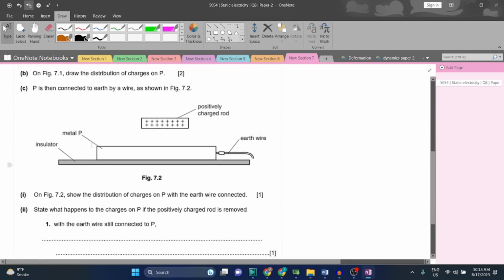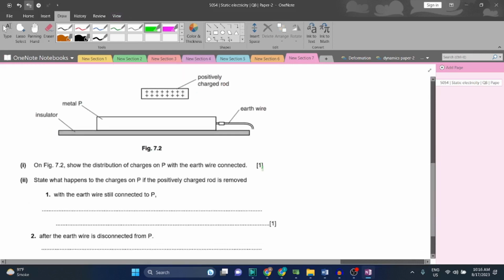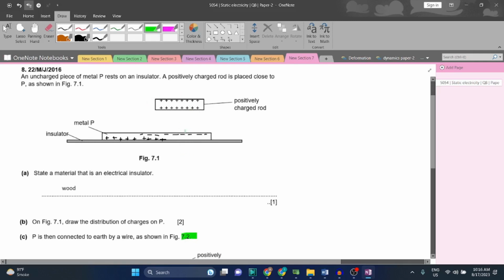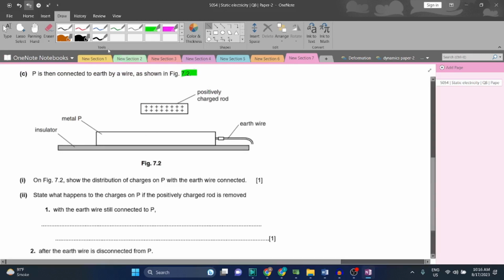P is then connected to earth by a wire as shown. In figure 7.2, the earth wire has been connected. On figure 7.2, show the distribution of charges on P with the earth wire connected. The negatively charged particles will stay as they are. The earth wire's positively charged particles will cancel out the negative ones, and the negatively charged particles will cancel out the positively charged particles that were here before. So we will only be left with negatively charged particles.